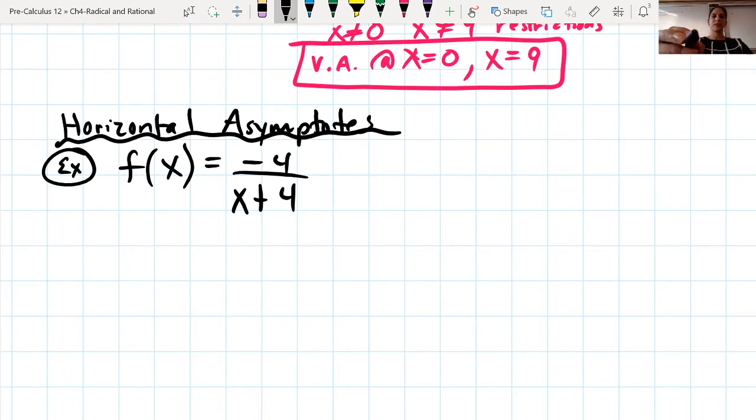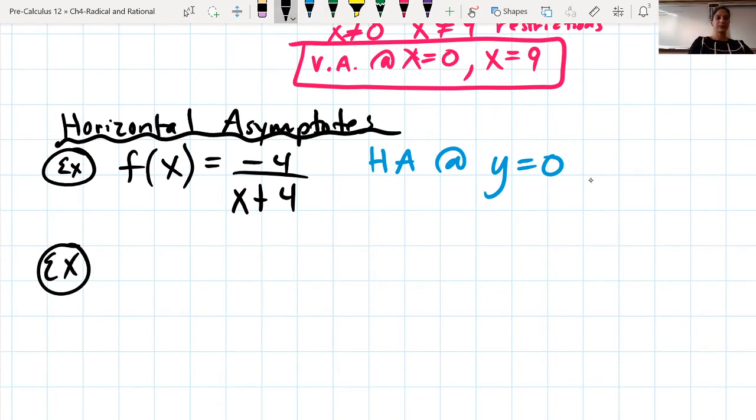Remember what I told you in the first example. If I analyze the degree of the top compared to the degree of the bottom, notice that there is no degree at the top, it would be 0. There's no x there. And at the bottom, there is an x. So that tells me I have a horizontal asymptote at y equals 0, just like that first example that I went through with you.